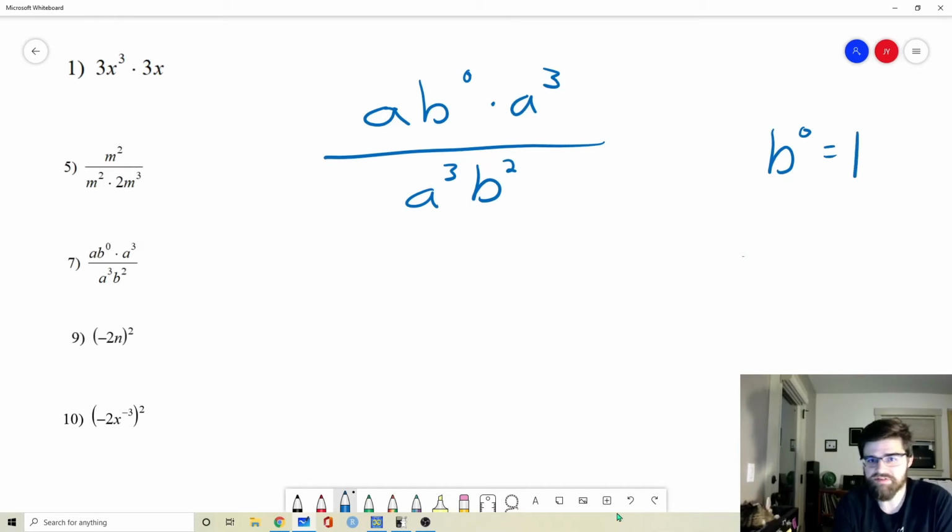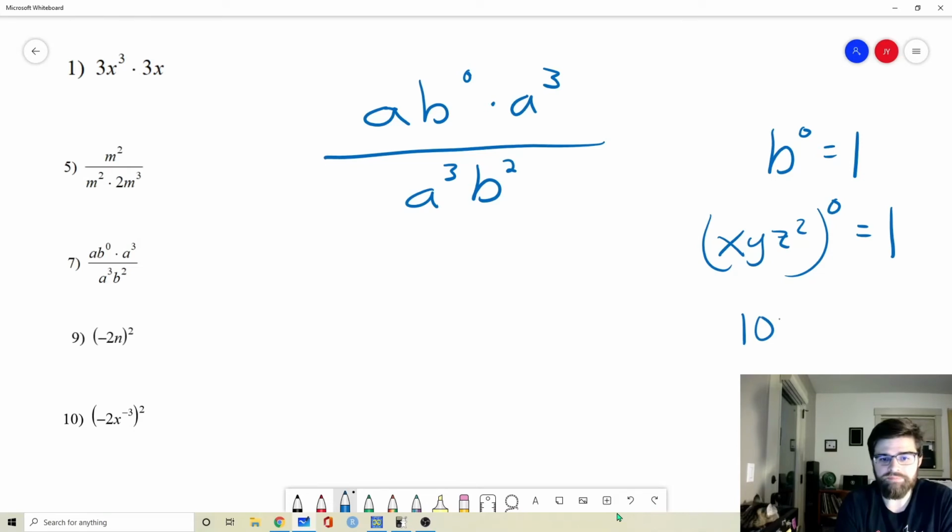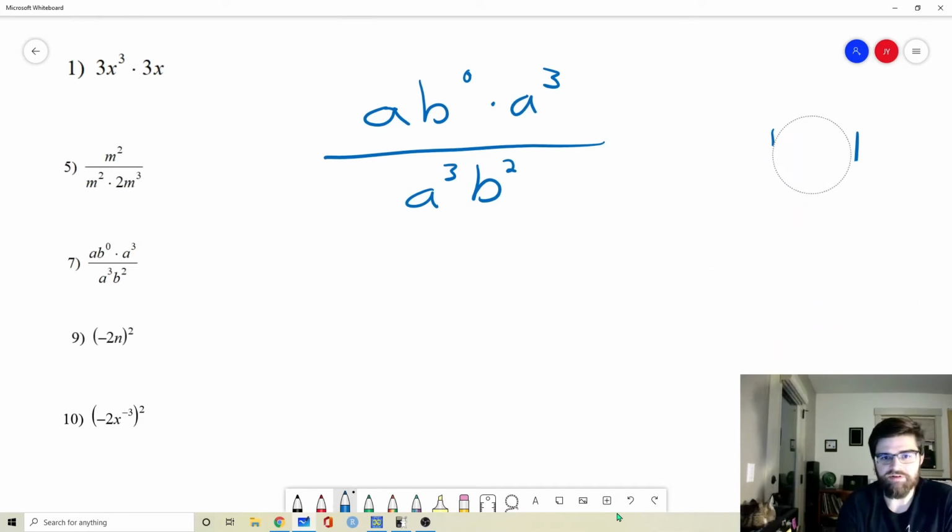No matter what it is, it could be b, it could be x, y, z squared, anything to the 0th power is equal to 1. It doesn't matter what it is, with one exception: 0 to the 0th power is undefined. But anything else to the 0th power is equal to 1.